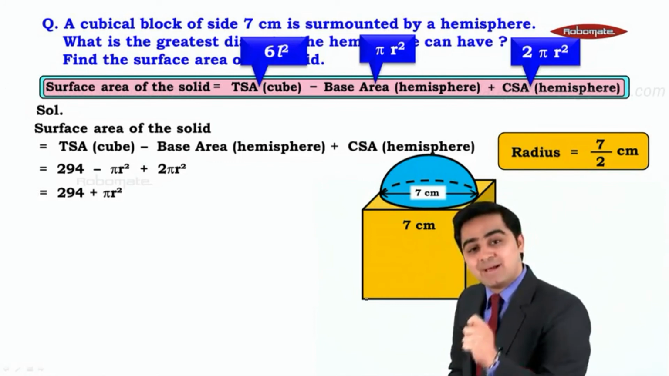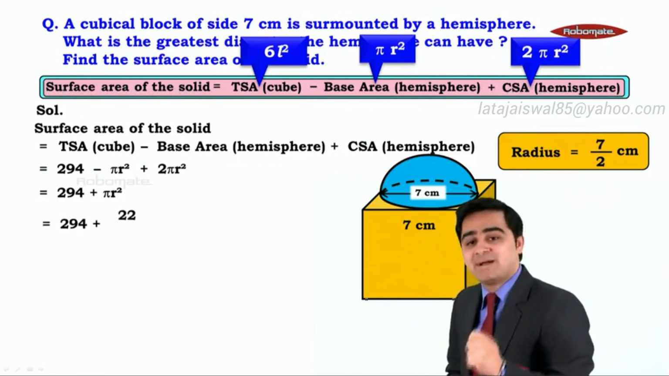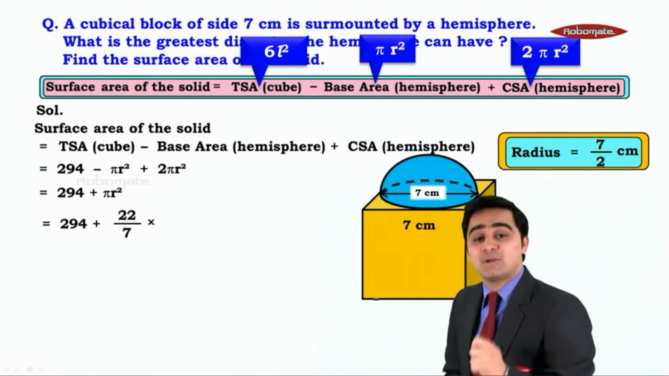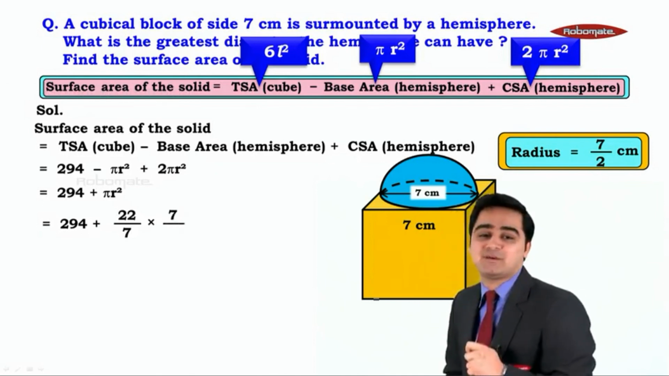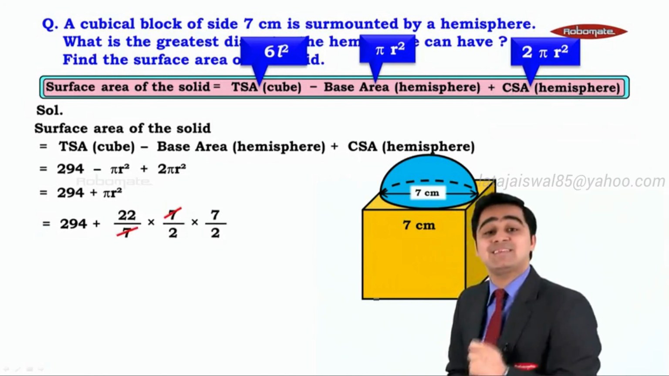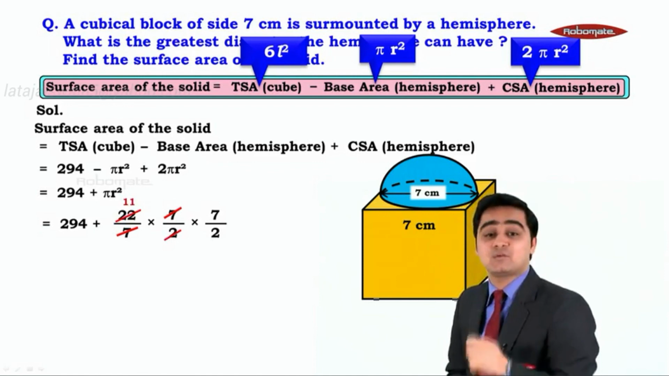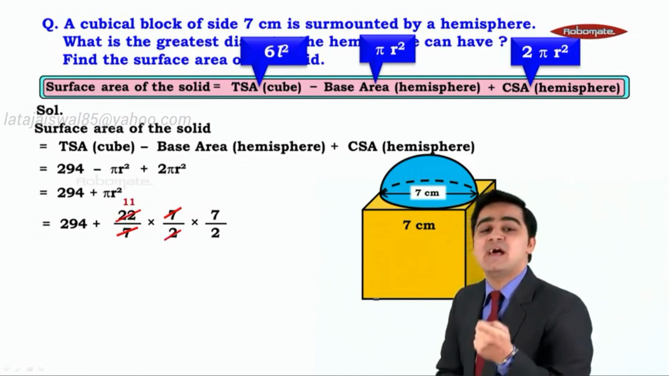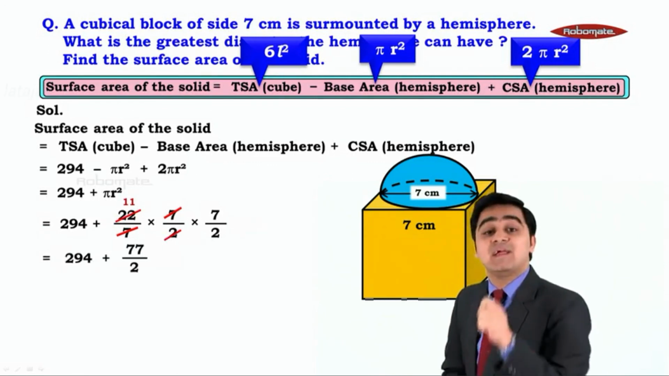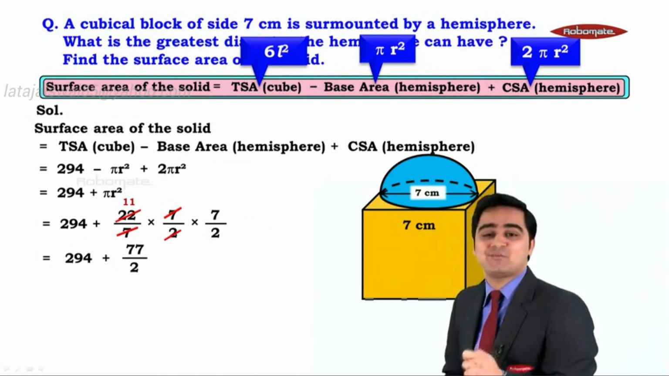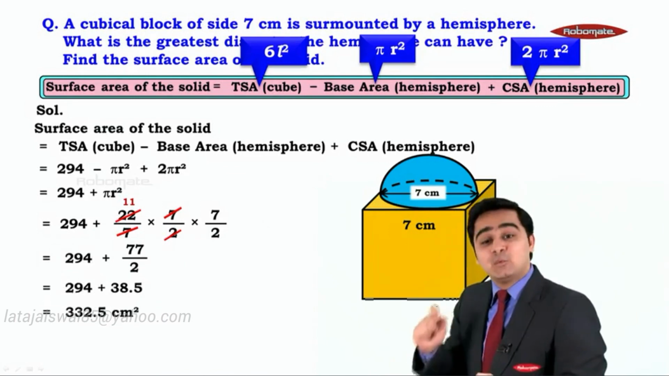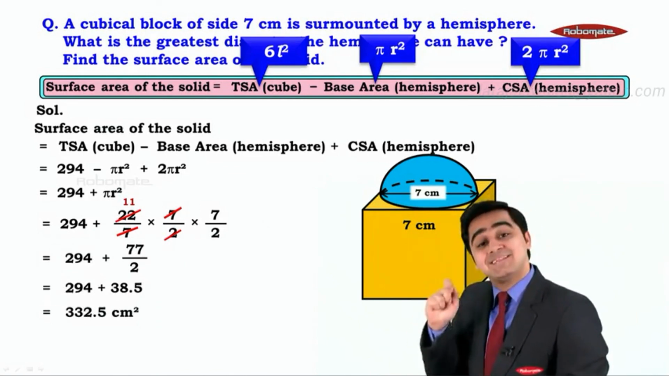Let's substitute the values for pi and r. We write 294 plus pi, which is 22 upon 7, and the radius of the hemisphere is 7 by 2. So we write 22 by 7 into 7 by 2 into 7 by 2. Now if we do the cancellations, 7 gets cancelled, and 2 ones are 2 and 2 elevens are 22. So 11 into 7 is 77, and we have 77 upon 2. So it is equal to 294 plus 77 upon 2. 77 upon 2 is 38.5. So we have the surface area of the solid equal to 294 plus 38.5, and that is 332.5.